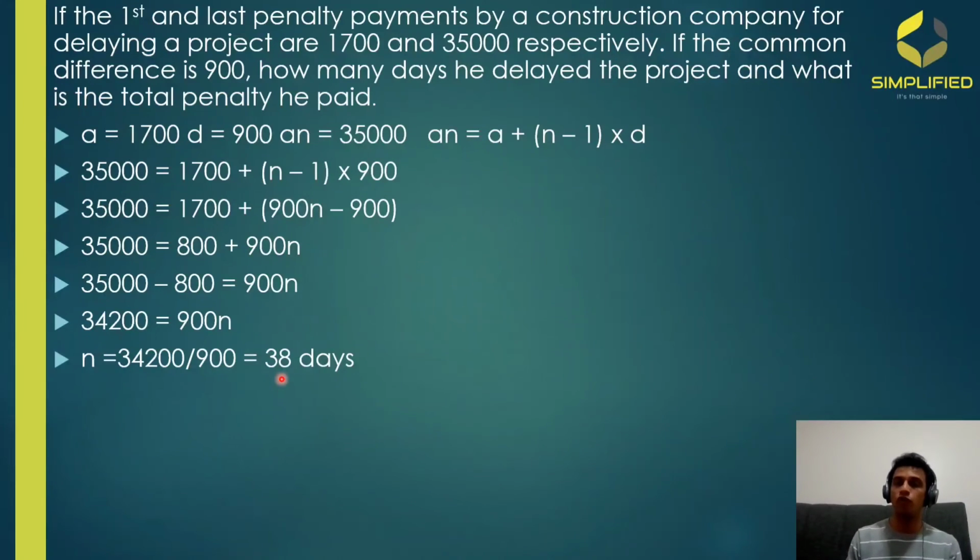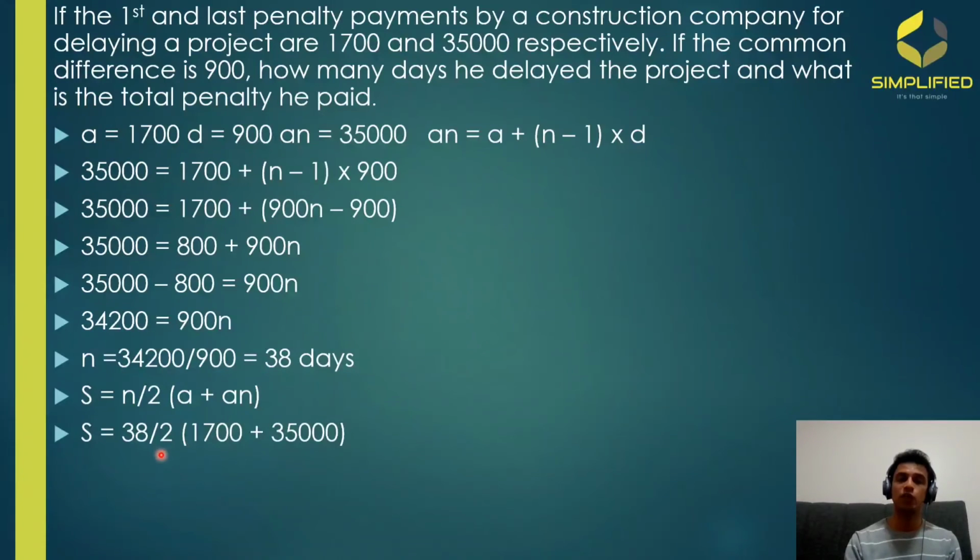Now we need to find what is the total penalty he paid. As we already know the first term and the last term, and we also know N right now, we can use the simplified equation for the sum of arithmetic progressions, which is S is equal to N by 2 into A plus AN. So for N we are replacing it with 38, for A we are replacing it with 1700, and for AN it is 35,000.